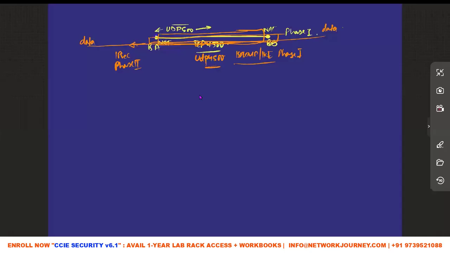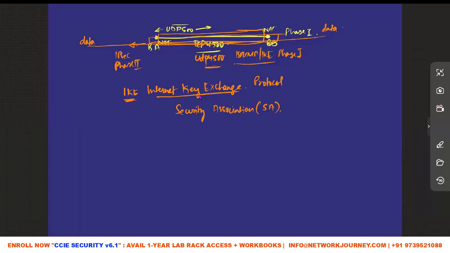Coming to IKE now. IKE is the main fundamental here. It's called Internet Key Exchange. It's a protocol which is used to do the initial exchange of the security association. The security association is nothing but all the parameters and protocols that we are utilizing in bringing up Phase 1 and Phase 2.